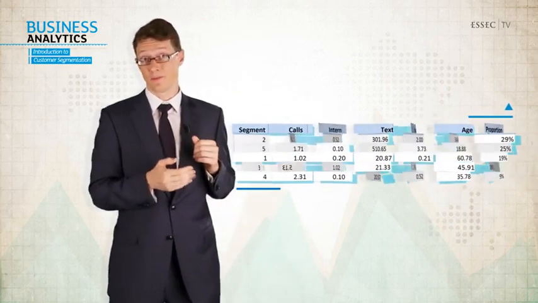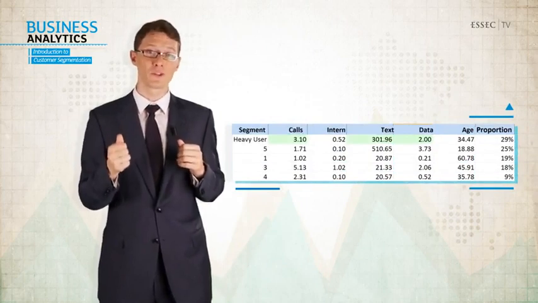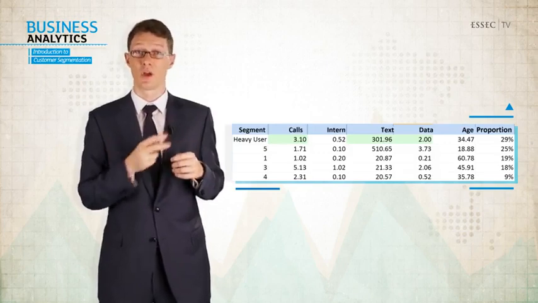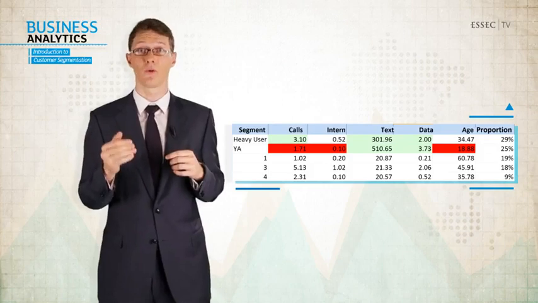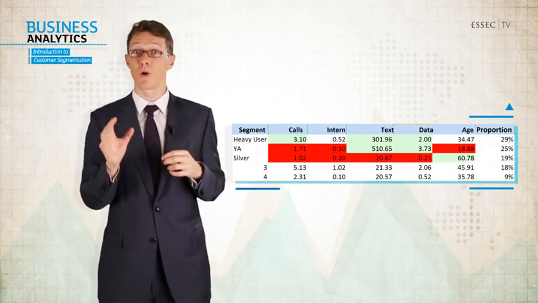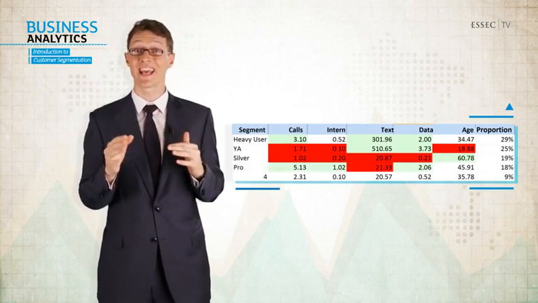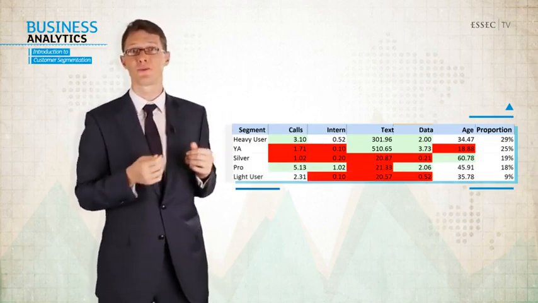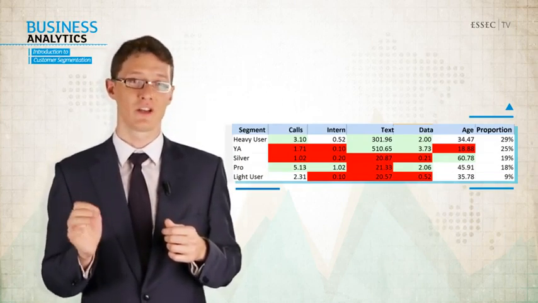We obtain another table. What do we see? We can distinguish: 1, a heavy user segment, making a lot of calls, using a lot of data and text messages. 2, a young adult segment, using a lot of data and text but fewer calls. 3, a silver segment with a low usage overall, but more seasoned. 4, a pro segment with a lot of national and international calls and a lot of data. 5, finally, a light user segment. We created groups of similar customers to serve them efficiently.